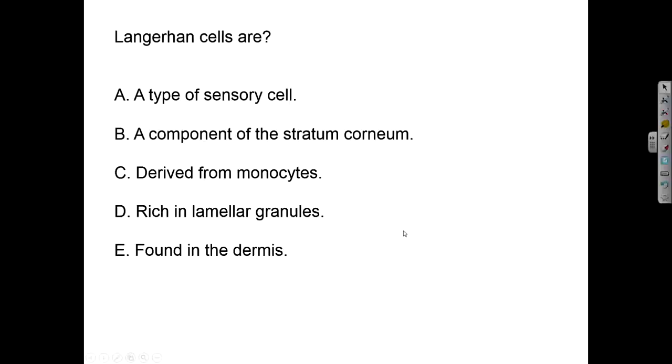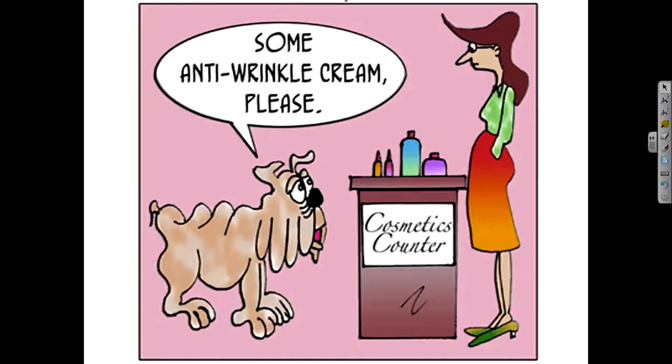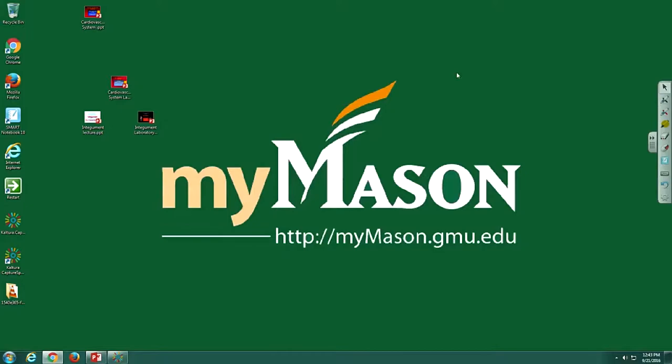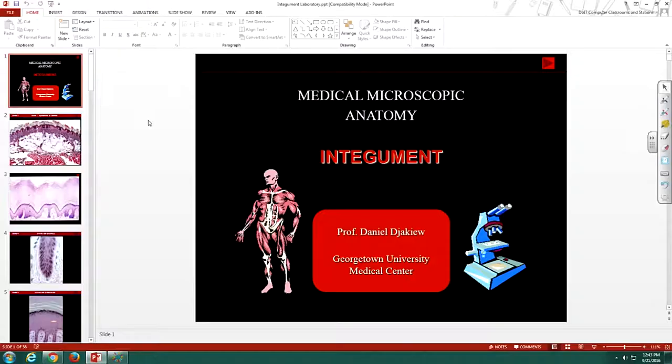Okay, question. Langerhans cells are, see, terrific, okay. So we've got a lab. Do you want me to just keep going with the lab? Yeah. Okay. We shouldn't be too long with this. And here we go.